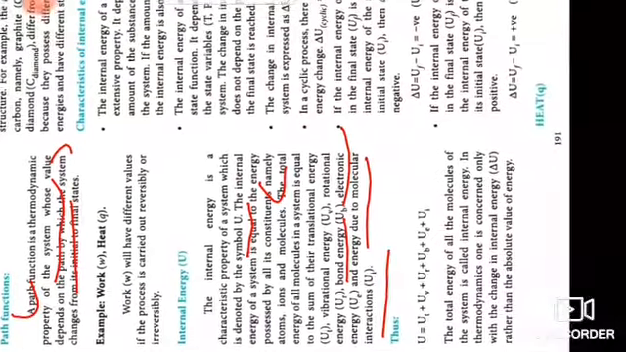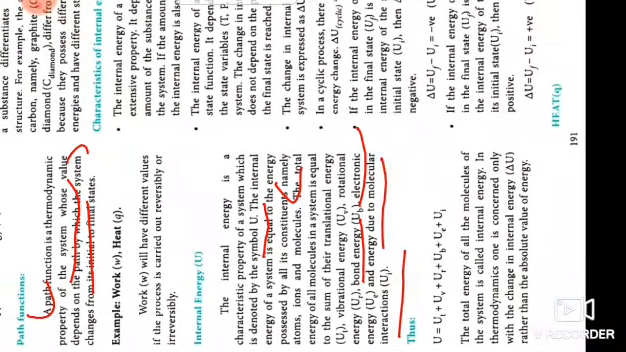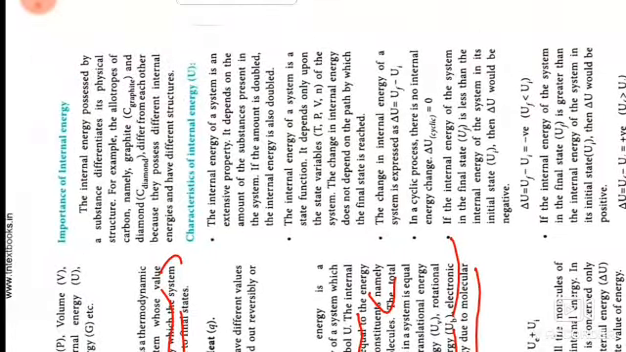Okay, so next one is the total energy of all the molecules in the system is called internal energy. Thermodynamics is concerned only with the change in the internal energy rather than the absolute value of internal energy. So next one is what is the importance of internal energy?